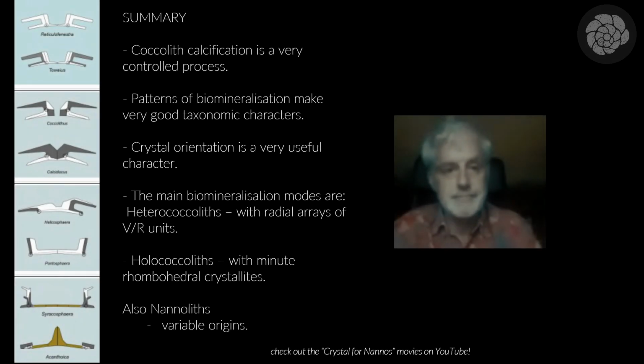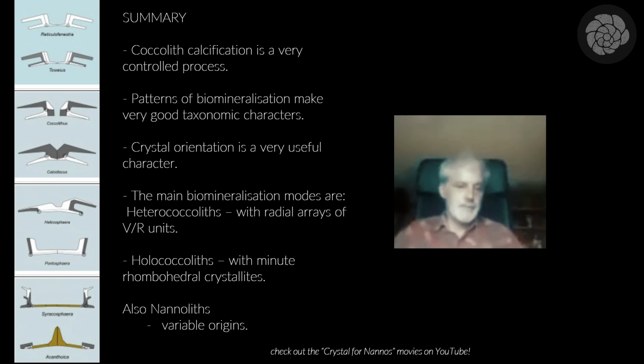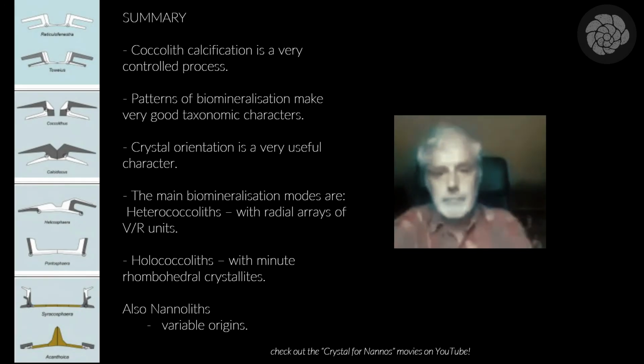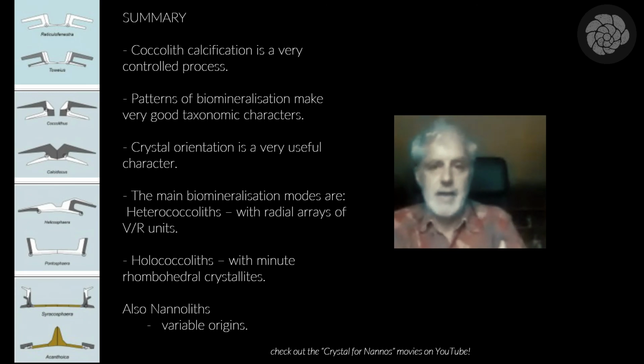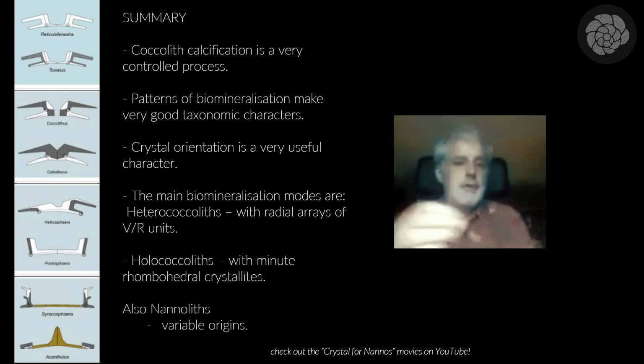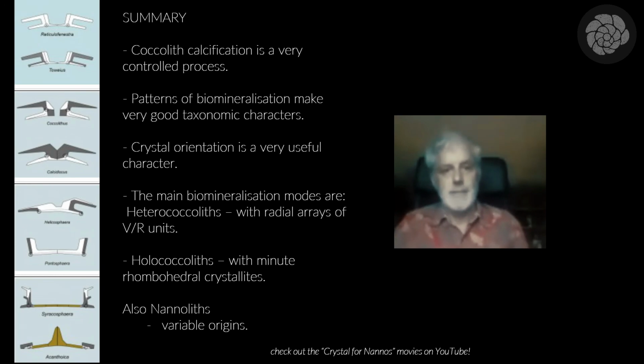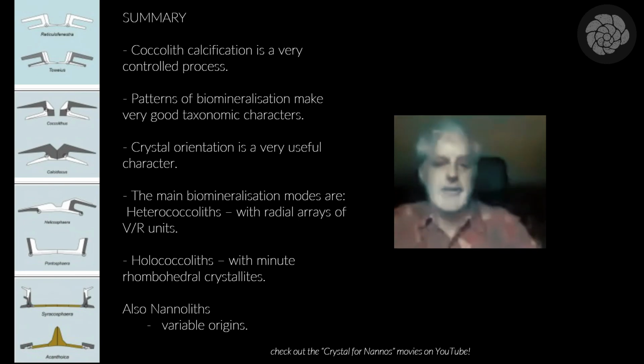And to summarize, coccolith calcification is a very, very controlled process. It's a really fundamental aspect of the biology, but calcification is not easy to do, both because you've got to modify the cell biology quite a lot in order to get the components into the cell and then to regulate it, but also because calcite itself is a very anisotropic substance. So to shape calcite into a coccolith takes really a lot of biological control.